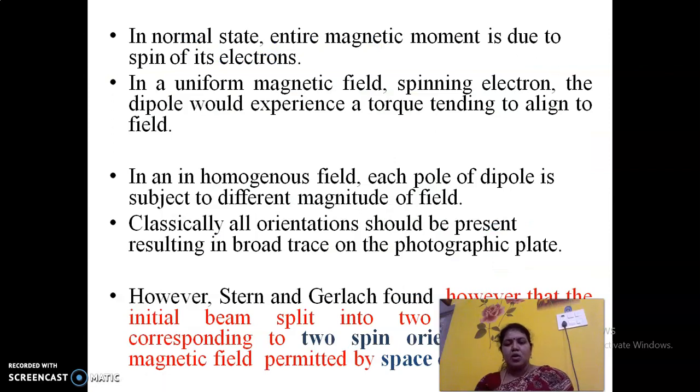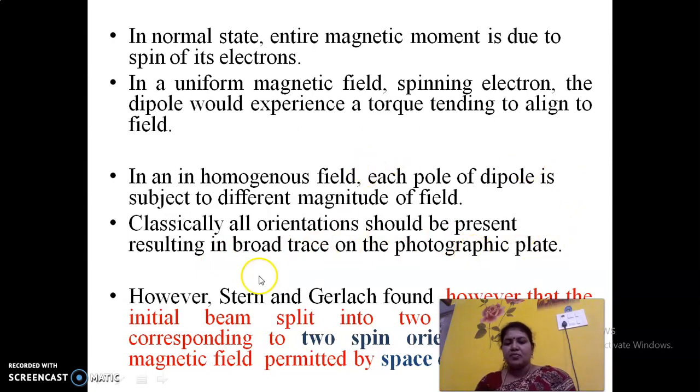Now what could you say about the results? In normal state, the entire magnetic moment is due to spin of its electrons. Now when you have a uniform magnetic field, the spinning electron could be thought of as a dipole experiencing a torque tending to align to the field. Now in an inhomogeneous field, each pole of the dipole is subject to different magnitude of the field. Classically, all orientations should be present, resulting in the broad trace on the photographic plate.